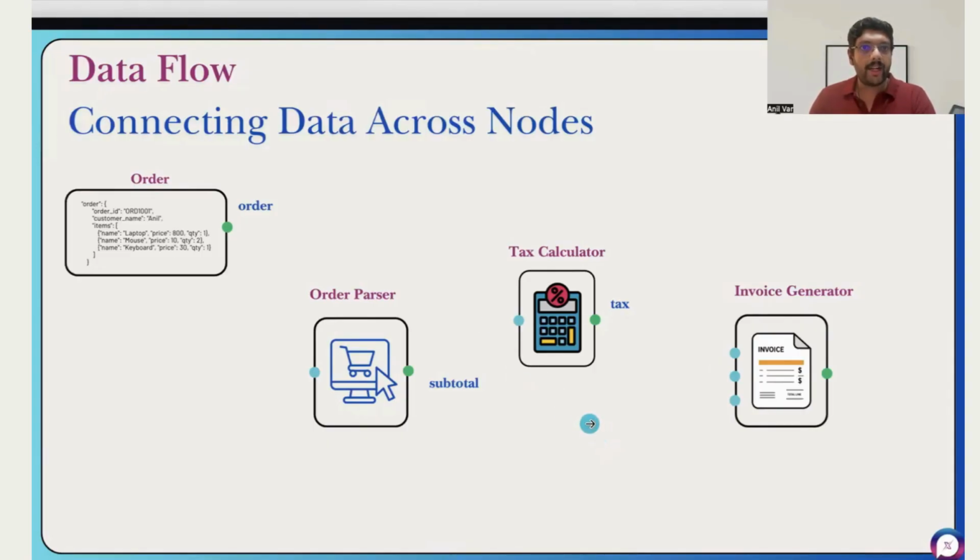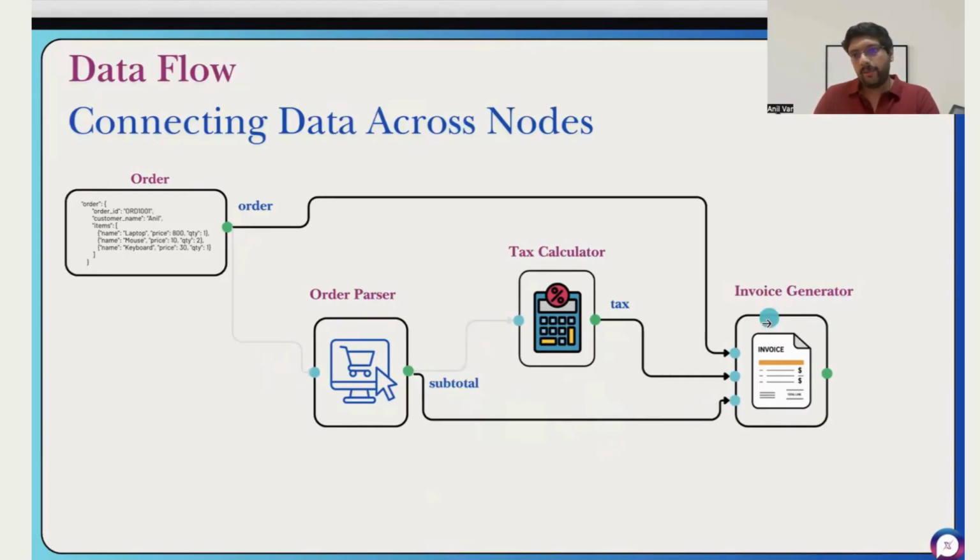So what we're going to do is define what we call data connections or data edges. We're going to say that order, which is an input, is connected to this input, which takes in the order. For this node, the input is subtotal, which is coming from the order passer's output. Similarly, the invoice generator has three inputs: the order, which is received from the inputs to the workflow; the tax, which is received from the tax calculator; and the subtotal, which is received from the order passer. The output of that is the invoice, which we will set up later as the output of the workflow.